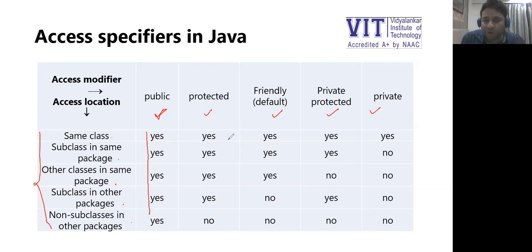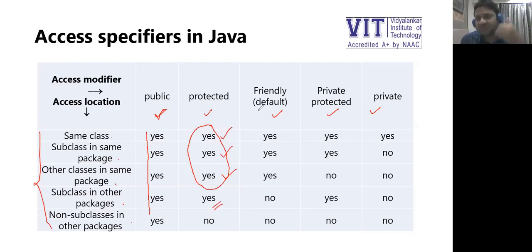Now, what happens with protected is it is public within the package. So it is accessible in the same class. It is accessible in subclass of same package. It is accessible in non-subclass of same package. But when it comes to accessing it outside the package, it is only accessible in subclass. So a protected member is only accessible in subclass outside the package. Within the package, it is accessible everywhere.